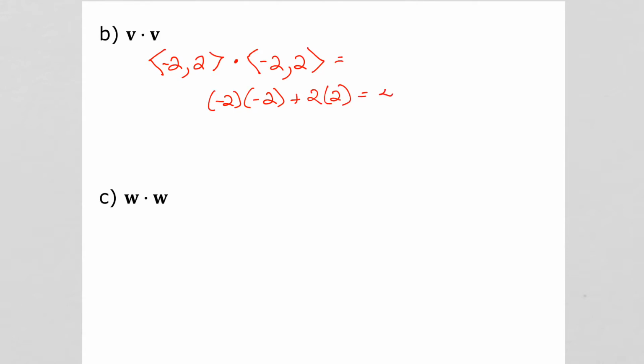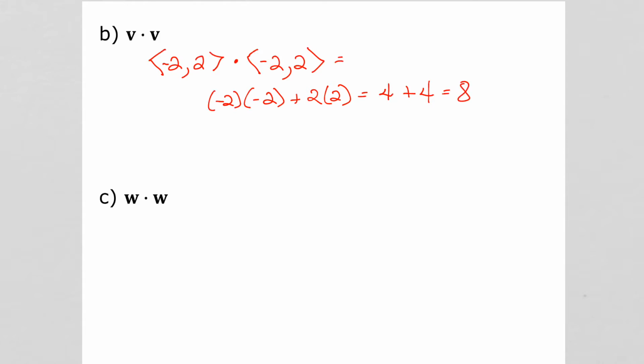V dot V, that would be negative 2, 2 dot negative 2, 2. So we're just doing the dot product with the same vector. We've got negative 2 times negative 2 plus 2 times 2. So 4 plus 4 is 8.